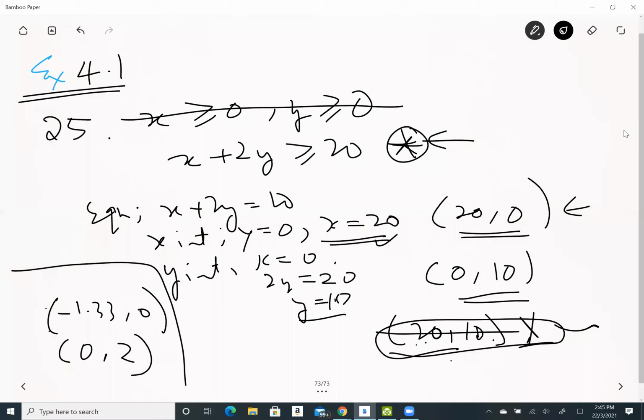And now, what scale do you use? Because here it is very contrasting. For the one equation, you have 10 and 20. For the other one, it is very small, 2 and 1.33. So what scale did you use?